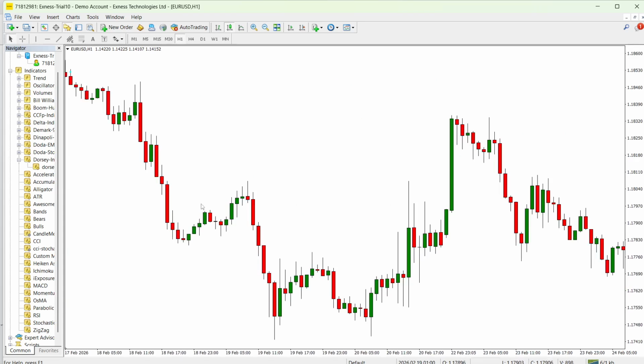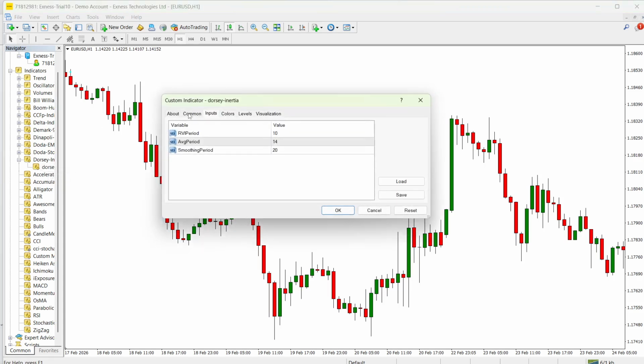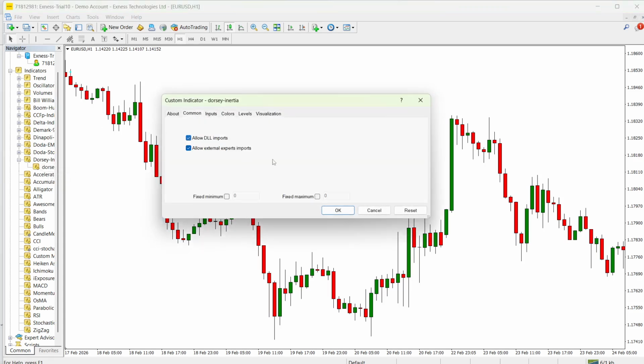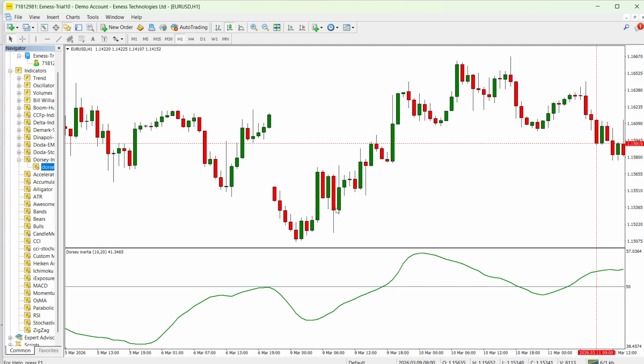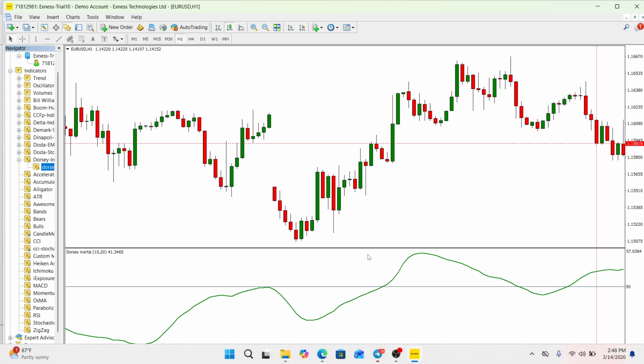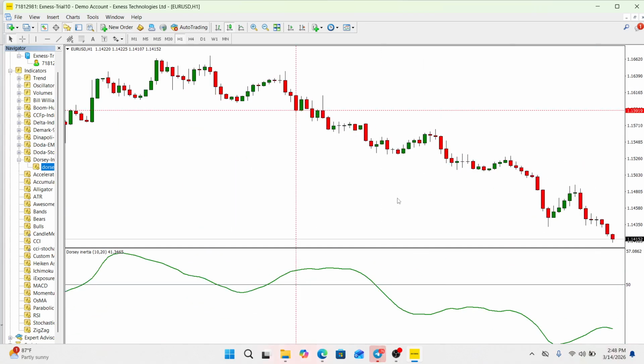At this point, I'll go ahead and load the indicator on the chart so you can see how it looks in real time. Remember to allow DLL imports, and here we have it. The inertia indicator appears as a single oscillating line in a sub-window beneath the main chart. It scales from 0 to 100 with a key threshold at the 50 level.